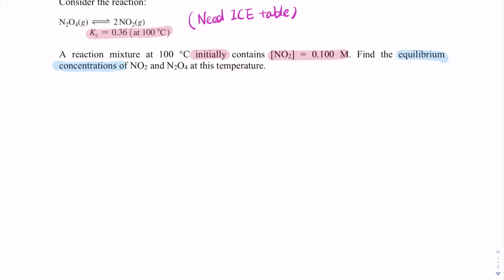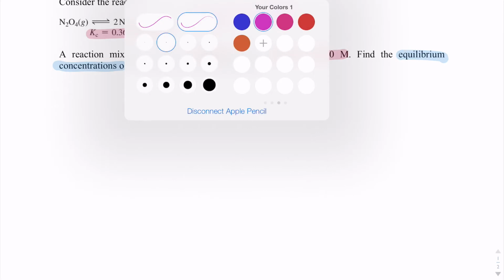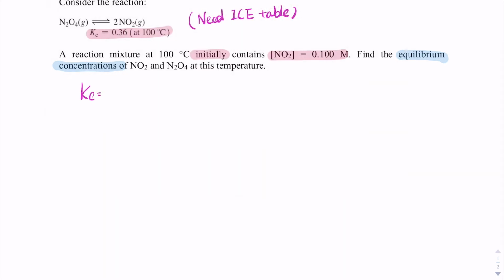Let's start by expressing our Kc first. That's always helpful. Your Kc, the equilibrium constant, equals products raised to their stoichiometric coefficients over reactants, so it's going to be [NO2] squared over [N2O4]. This is the equilibrium constant expression, and we know this value equals 0.36. All these concentrations are at equilibrium, and we don't know either of these two concentrations, so we need to figure them out, and then we'll be able to figure out the answer to the question.